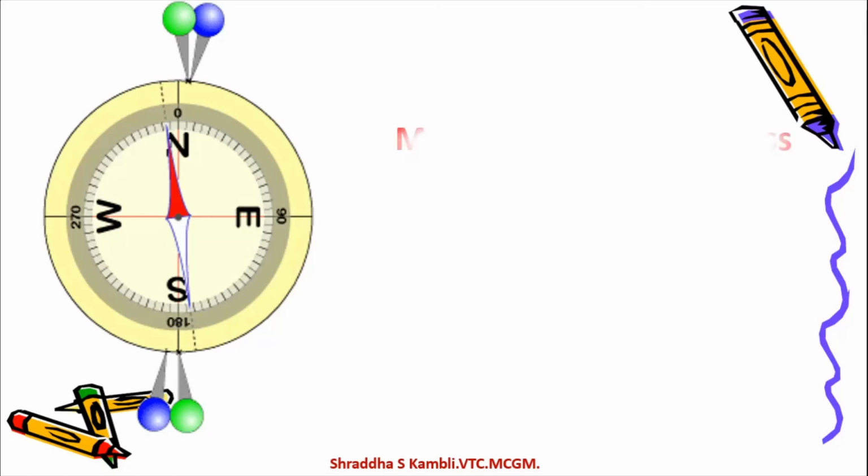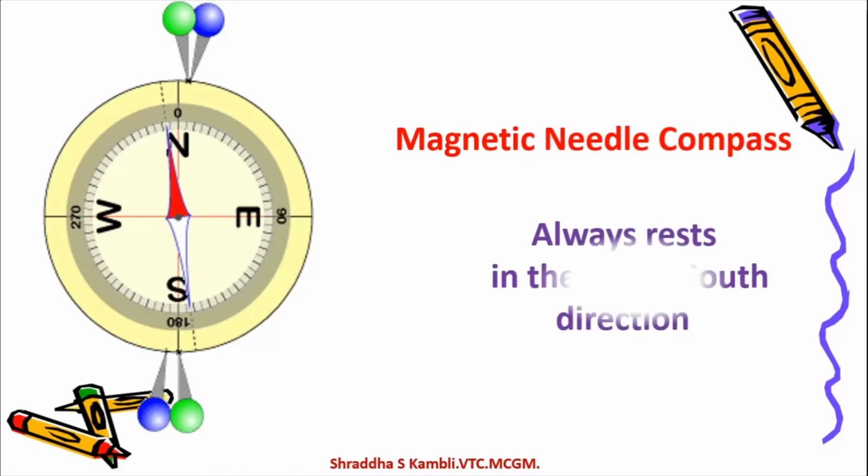Alright, let us learn a little bit more about the compass. Now this is called a magnetic needle compass. So the needle of the compass is magnetic. Okay, and it always rests in the north-south direction. So a magnetic needle compass is used to locate the north-south direction.